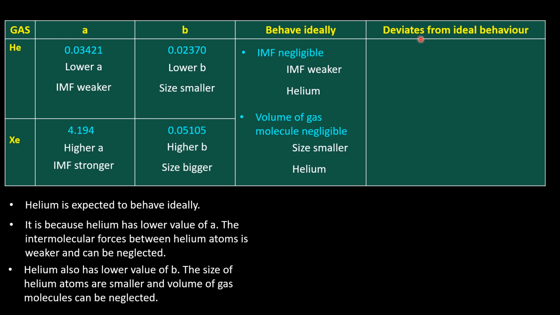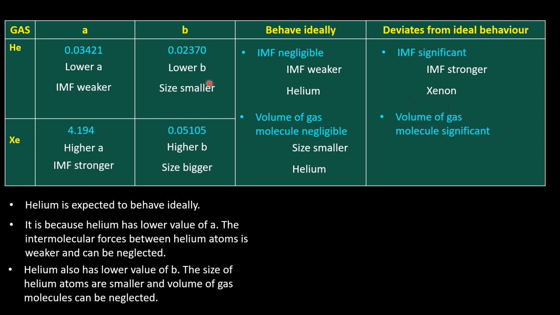So, gas yang menyimpang daripada sifat-sifat ideal, dia mestilah bersifat seperti mana real gas, iaitu IMF significant and volume of gas molecule significant. So, kita kena pilih gas mana yang intermolecular forcesnya penting dan tak boleh diabaikan. Gas yang intermolecular forces weaker ke stronger? Mestilah yang intermolecular forces stronger, barulah kita tak boleh abaikan intermolecular forces dia. Siapa yang intermolecular forces stronger? Jawapan dia xenon.